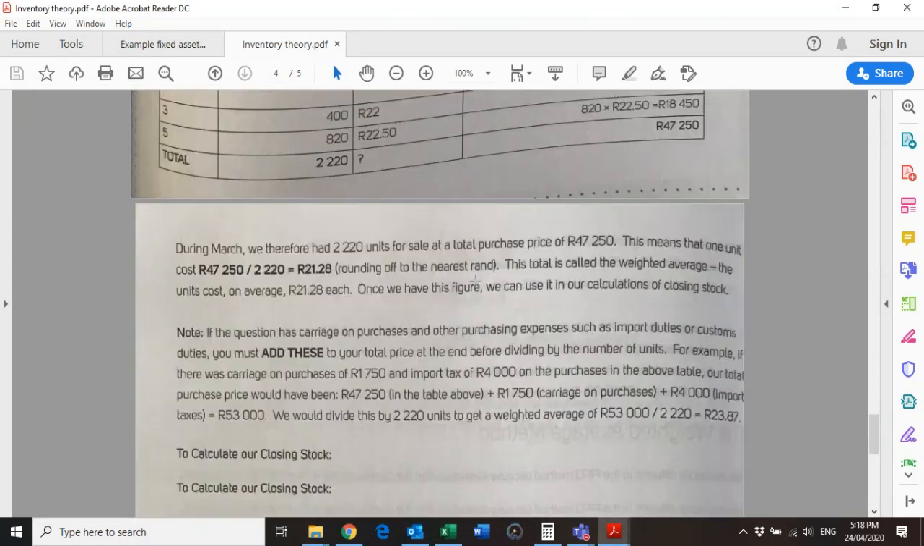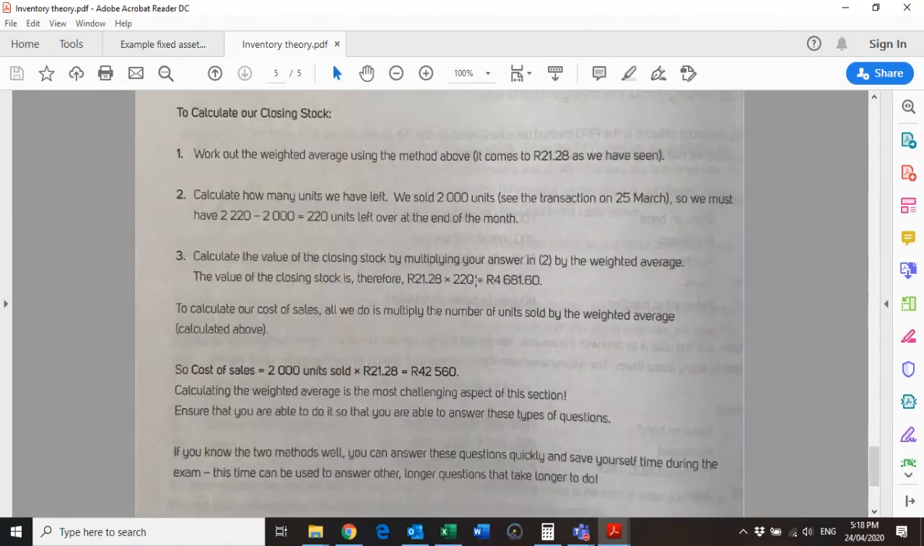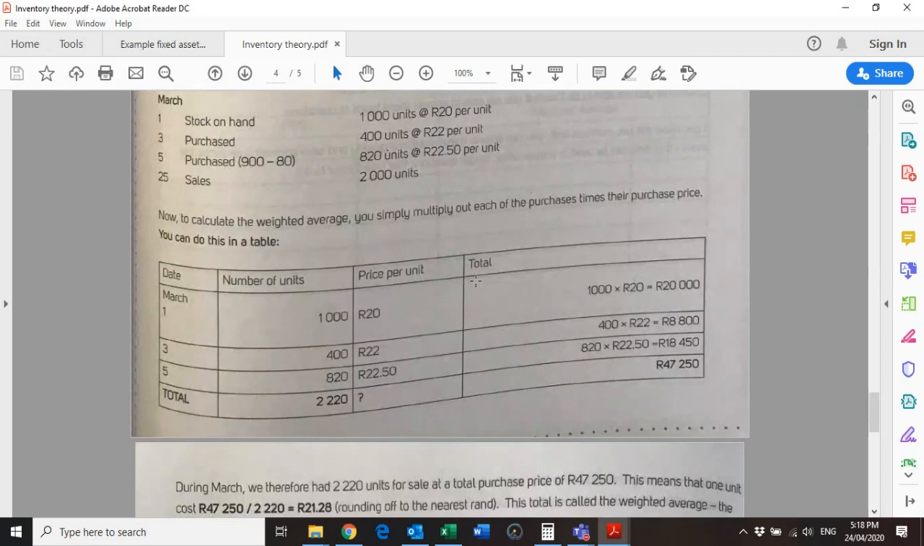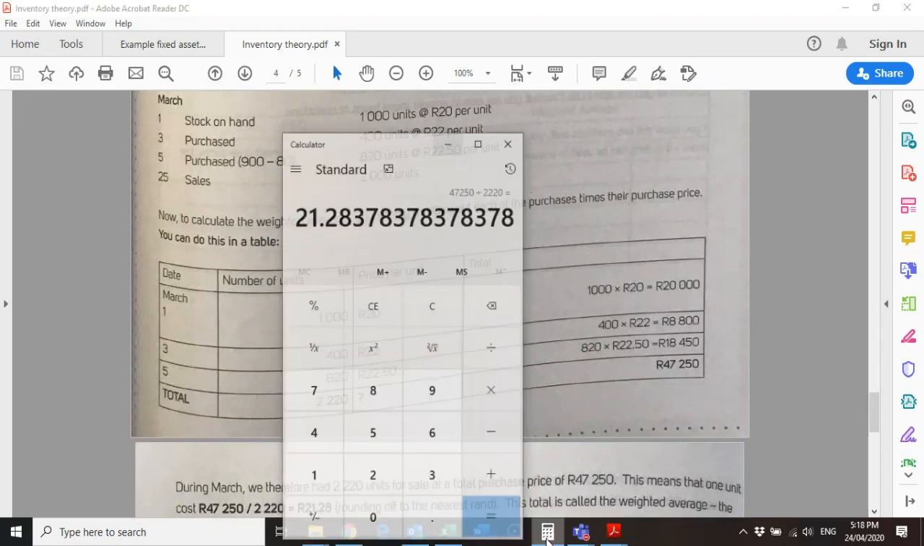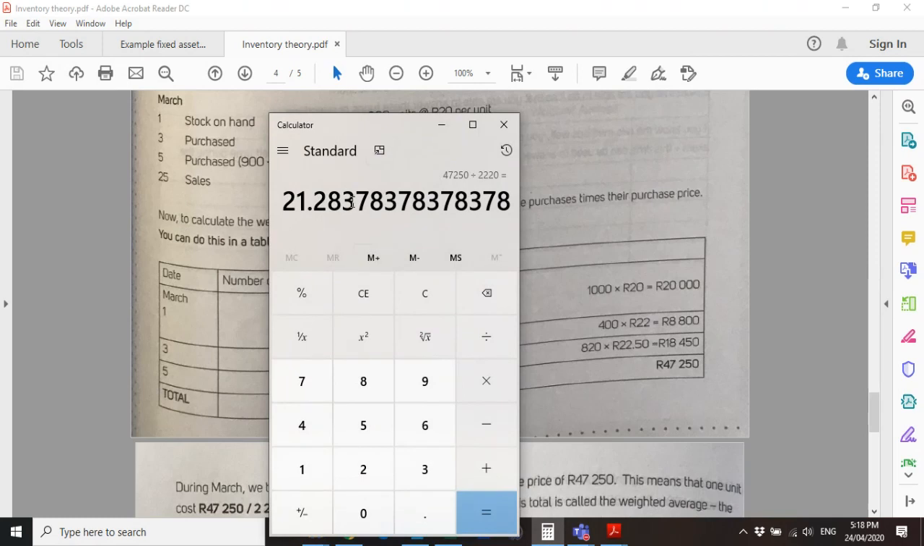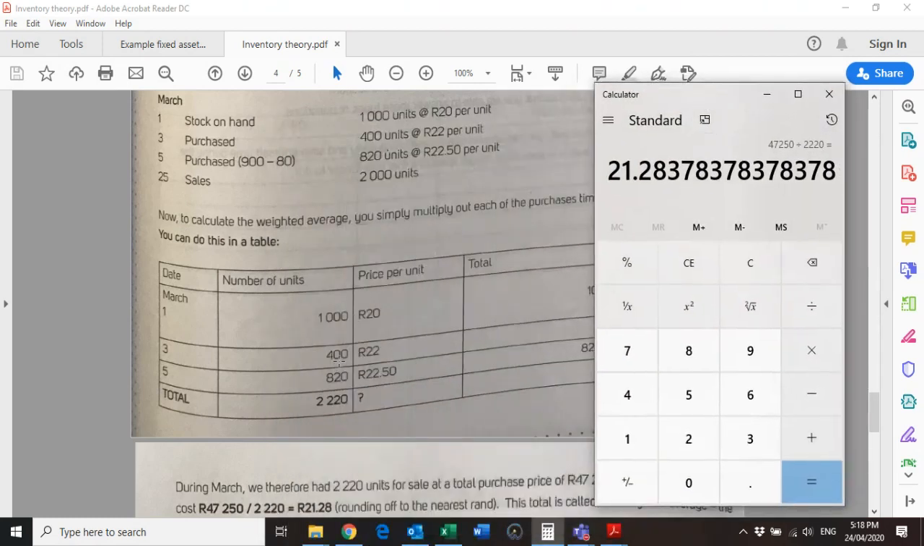Are you happy? Okay, so these are just all ways of saying it. So let's go back. Because I have a 21 rand and 28 cents unit price, when I sold 200 units, can you see the cost price that I'm going to account for is going to be my 21 rand 28 cents times my 200 units. That's going to be my cost of sales amount. That's what I'm going to account for in my cost of sales.